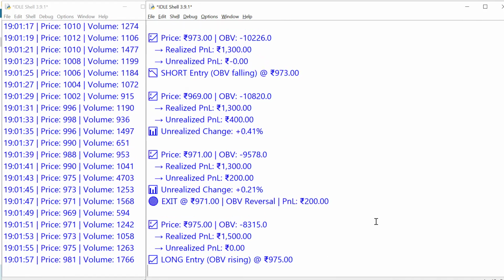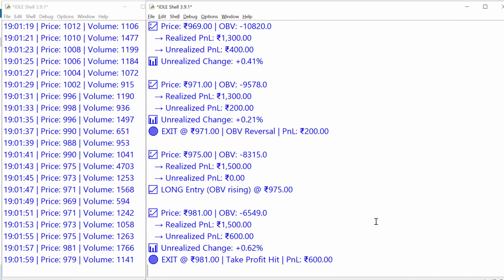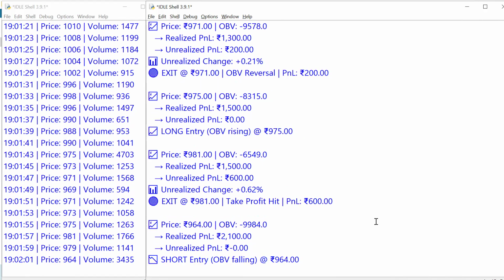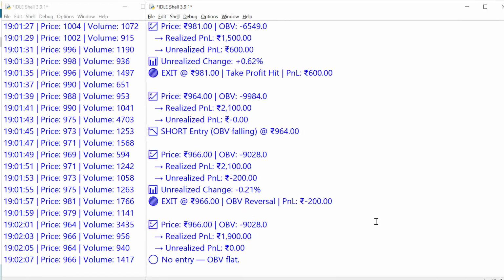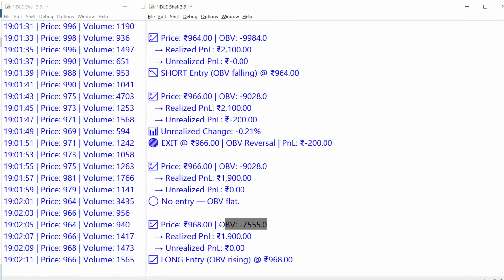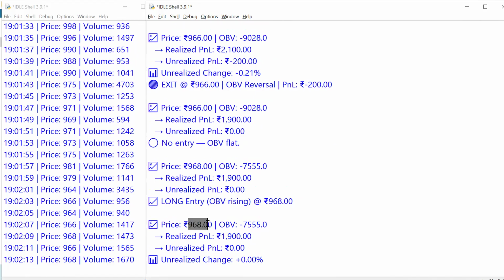You can see we got a long OBV, we got the long entry. And you can see the profit: it just takes profit and loss based on the OBV, the negative or positive slope, and whether the price increases or decreases.